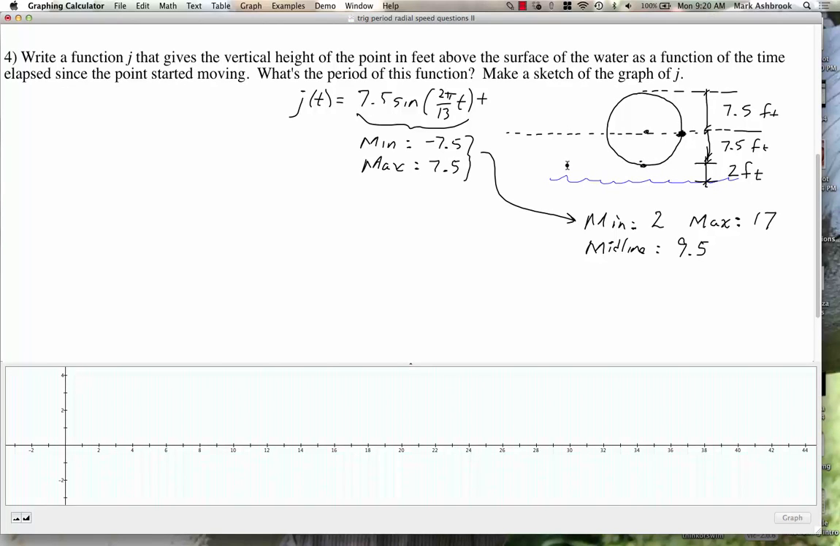So when you add, you think about adding the horizontal center line of rotation. That's what you're adding. So don't just pick a number off of the given information and add it on. You've got to get that center line, which is normally at 0, right? So the midline here is 0, giving a max of 7.5 and a min of negative 7.5. And we got to get that midline up to not 2 feet above the water, 9.5 feet above the water.